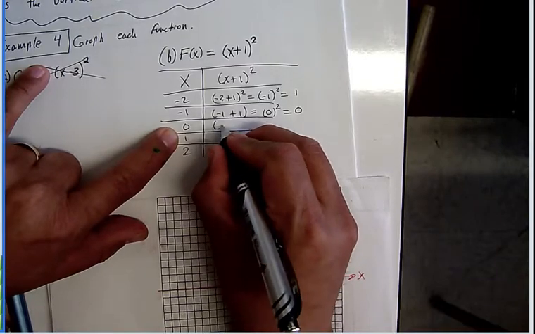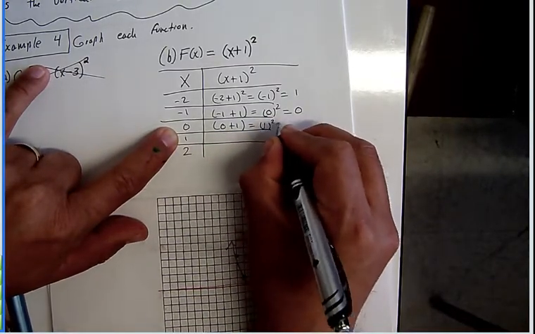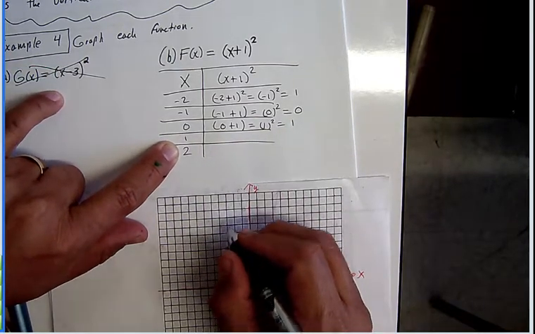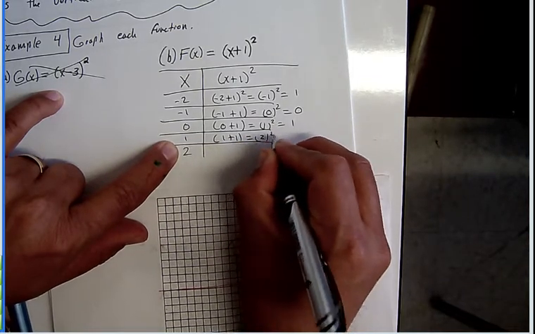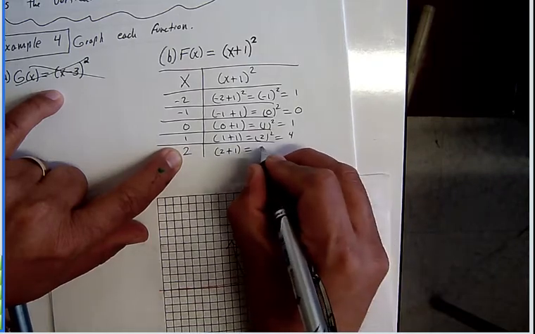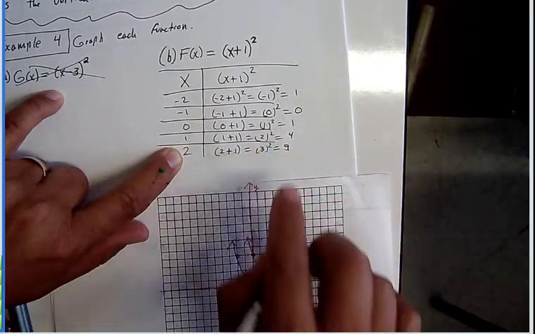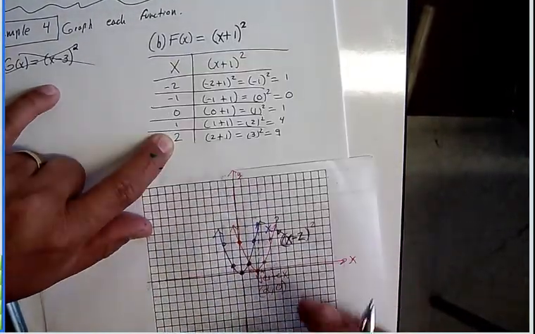This is just 0 plus 1 gives me 1 squared, which gives me 1. And then this one is 1 plus 1, which is 2 squared, gives me 4. And this is 2 plus 1, which gives me 3 squared, which is 9. So I'm not going to use that one, I think. So let's plot these points.